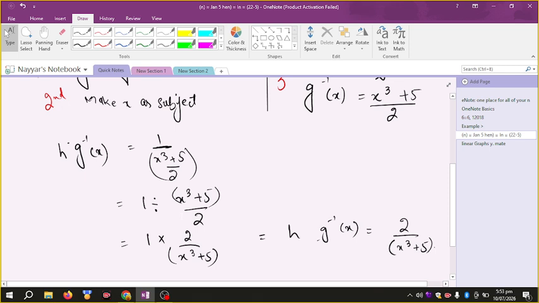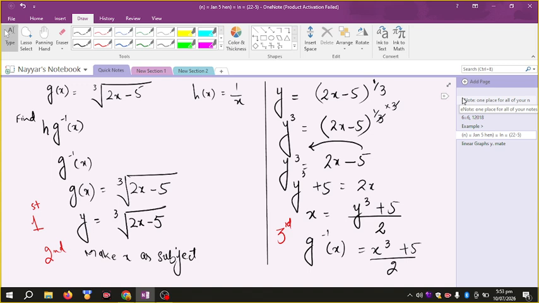Oh, miss, I have to find h of g inverse, which means I have to substitute the g inverse x value into the h function. Oh my god. Okay, I understand now. So this is how you have to solve it. I hope that now this is clear to you. Okay, now it's clear. I'll try to do it myself. That's good.